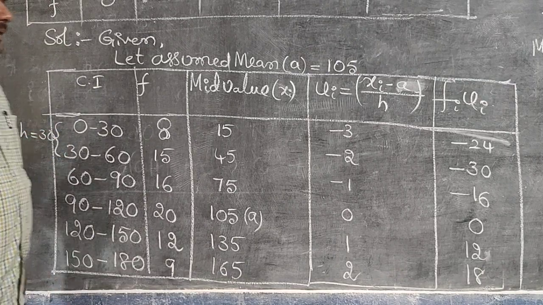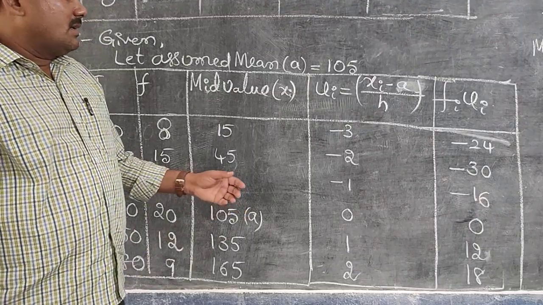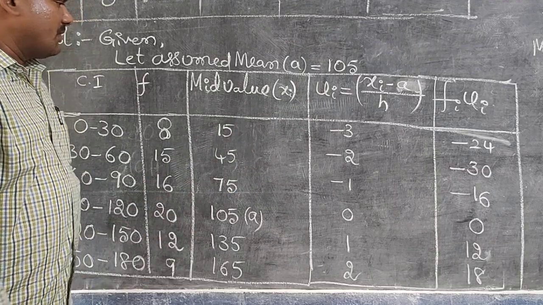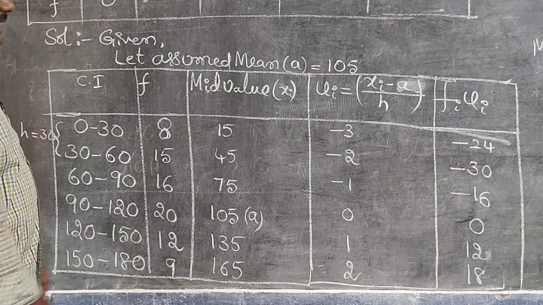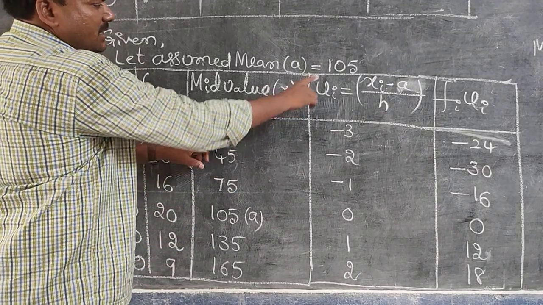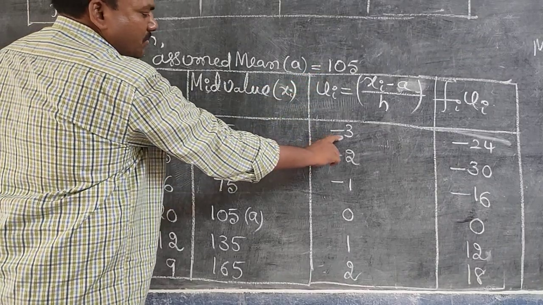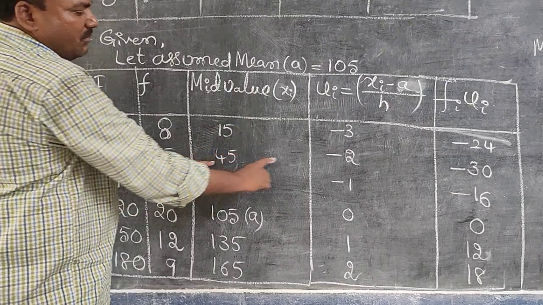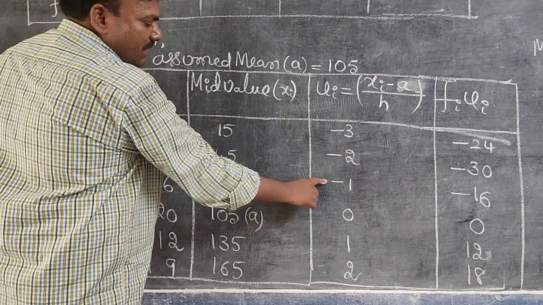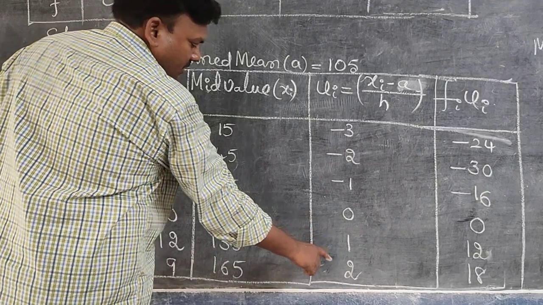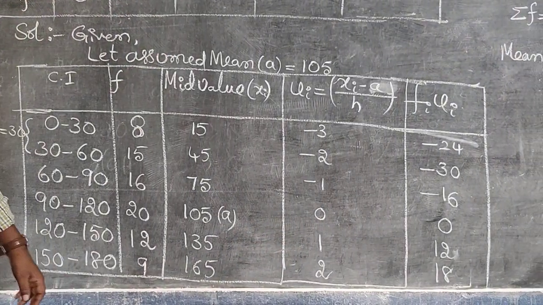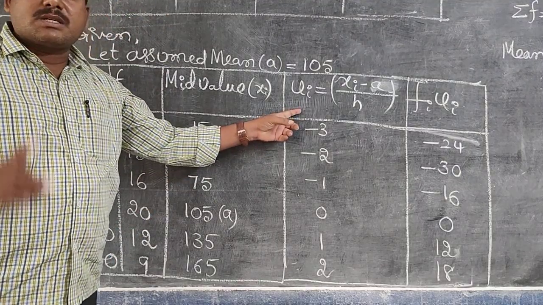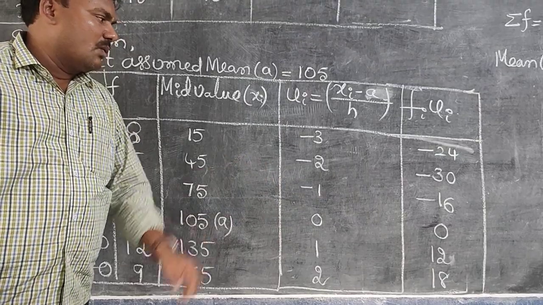With h equal to 30, we apply the a value and xi values along with h to get the ui values. First, xi equal to 15: 15 minus 105 by 30 becomes minus 3. Next, 45 minus 105 by 30 becomes minus 2. And then minus 1, 0, 1 and 2. In either the assumed mean method or the step deviation method, one of the ui or di values must be 0.